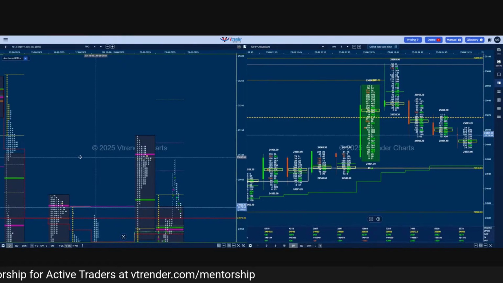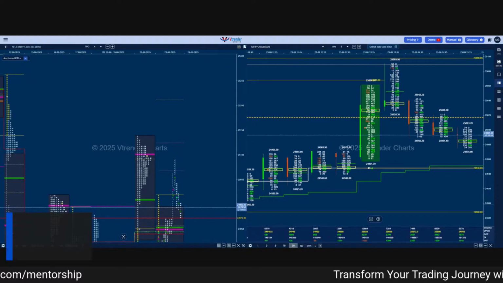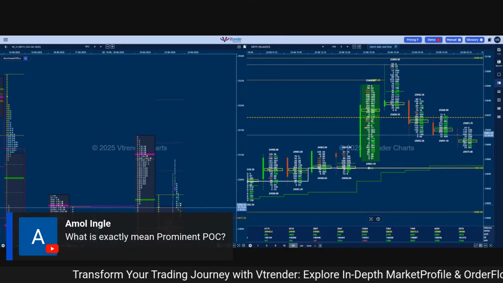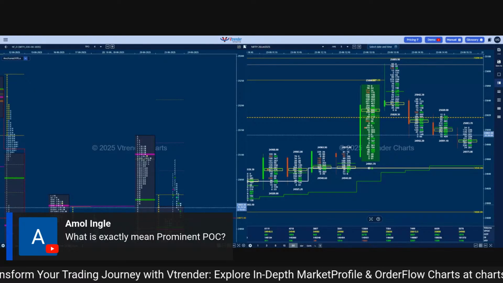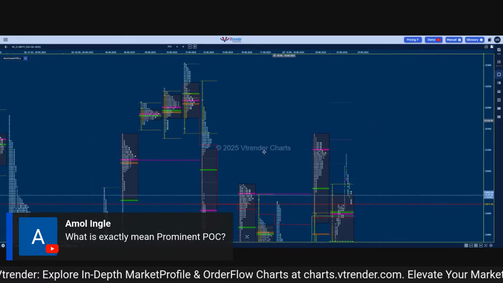So I'll just take up a query which has come up. Amol is asking what is meant by a prominent POC. A prominent POC is a POC which is overlapped almost all days of the week. So if we are talking about a prominent weekly POC, I'll just show you the example in this particular chart itself.